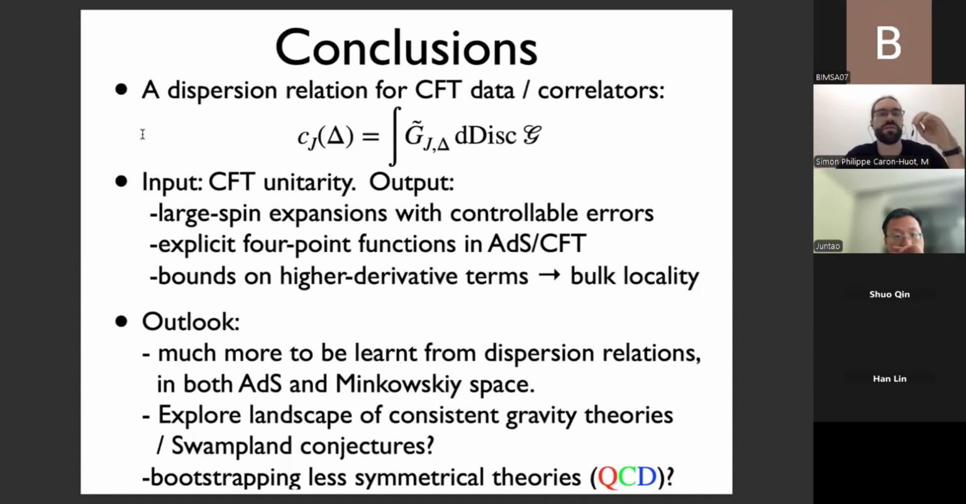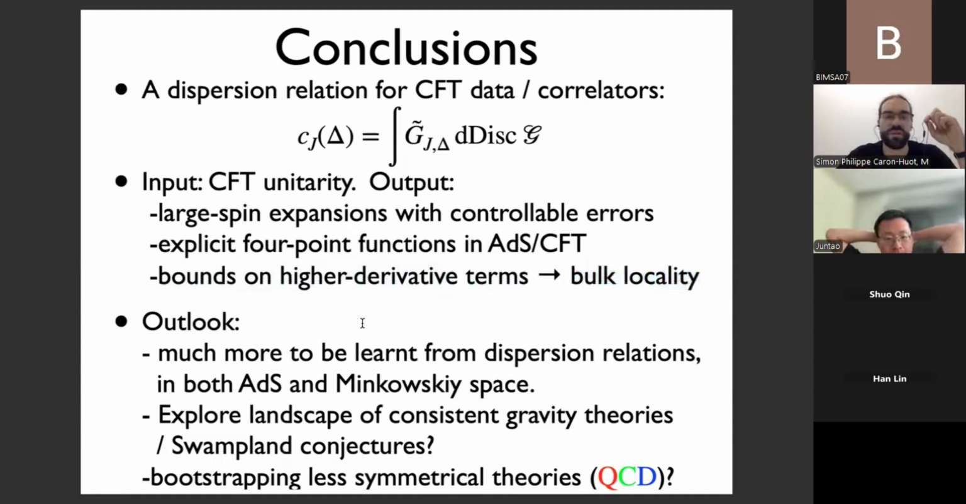So here's an outlook and summary. We discussed dispersion relations for CFT data and correlators. The input is unitarity of the CFT and causality. Its output gives you some large spin expansions where you can control the errors. It allows you to explicitly calculate all sorts of 4-point functions in AdS-CFT. And you get bounds on higher derivative corrections of the effective theory that really encode the fact that the bulk theory is local.